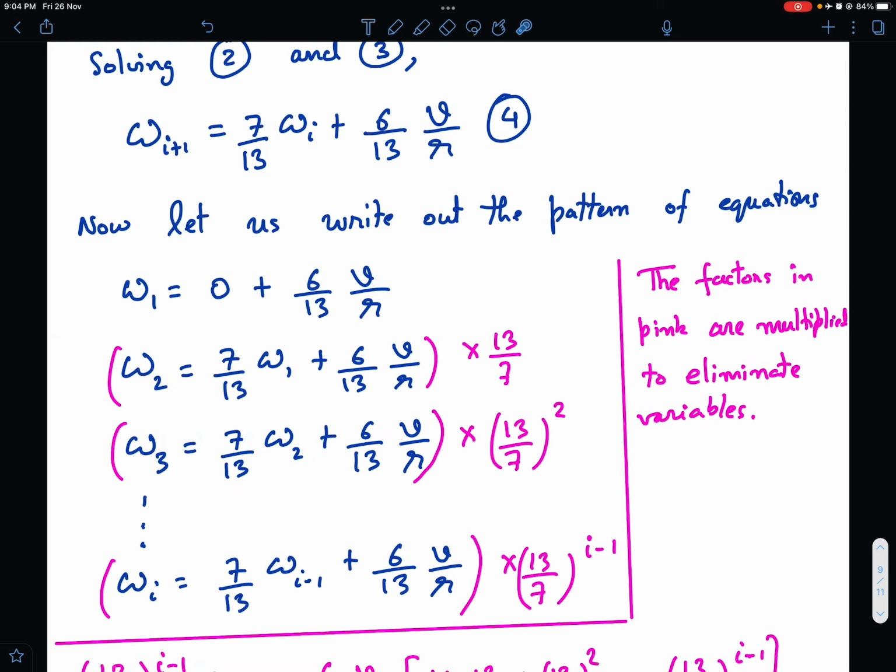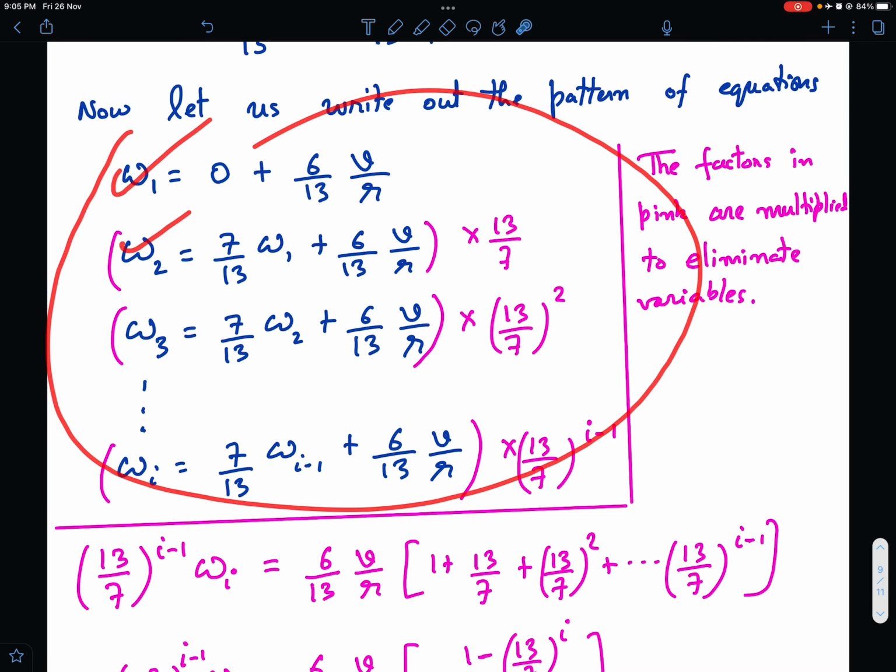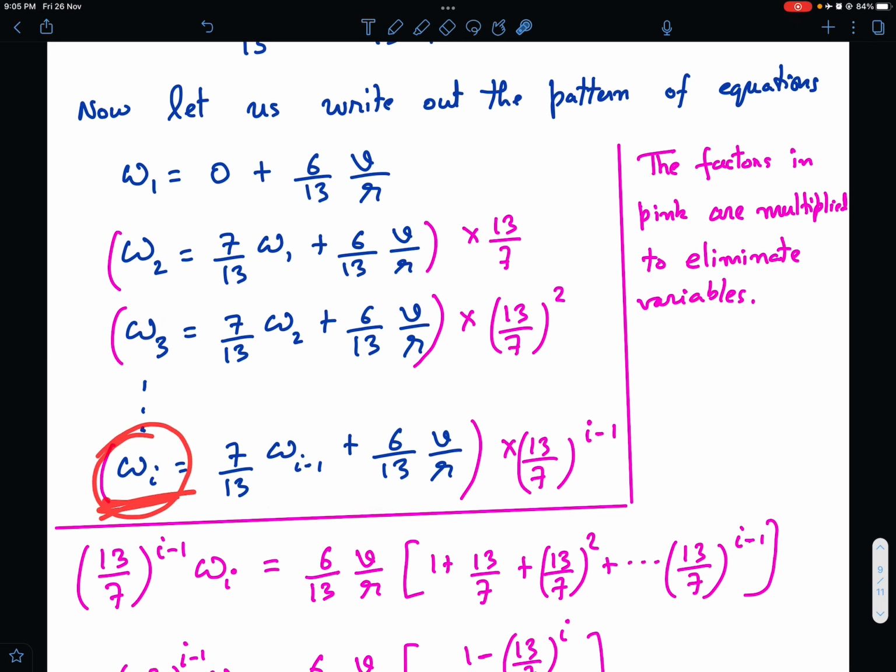Similarly, I hope you are able to get the pattern, and if you continue this pattern, what will you do? The ith equation you will multiply by 13 by 7 to the power i minus 1, and then you add up all the equations, and you will see that all the intermediate omegas will cancel out, and what will you be left with? Since there was no cancelling term, the cancelling term for this omega i would have occurred in the i plus 1 equation, but that I have not written. So if I just add all of them, omega 1, omega 2, omega 3, all these will cancel, and only omega i will remain, and omega i will be multiplied by 13 by 7 whole to the power i minus 1. So that's what I've written, 13 by 7 whole to the power i minus 1 omega i. That should be equal to what?